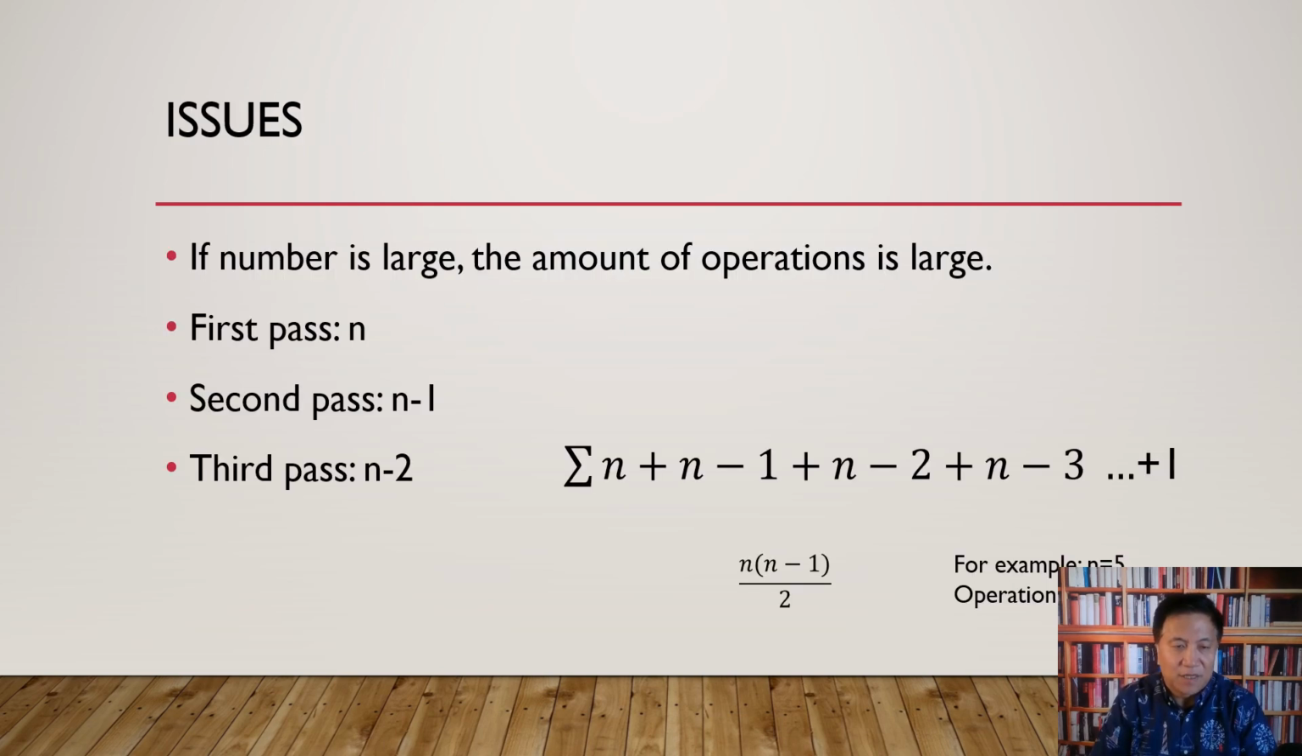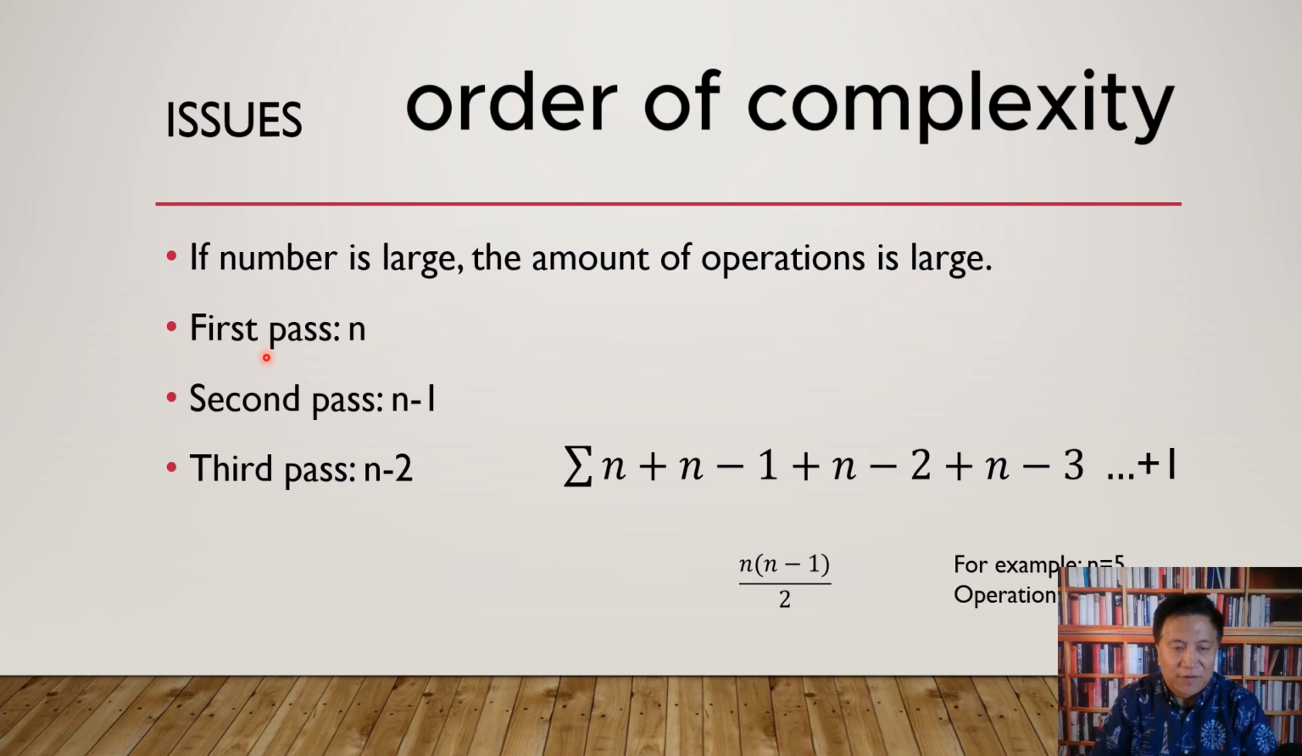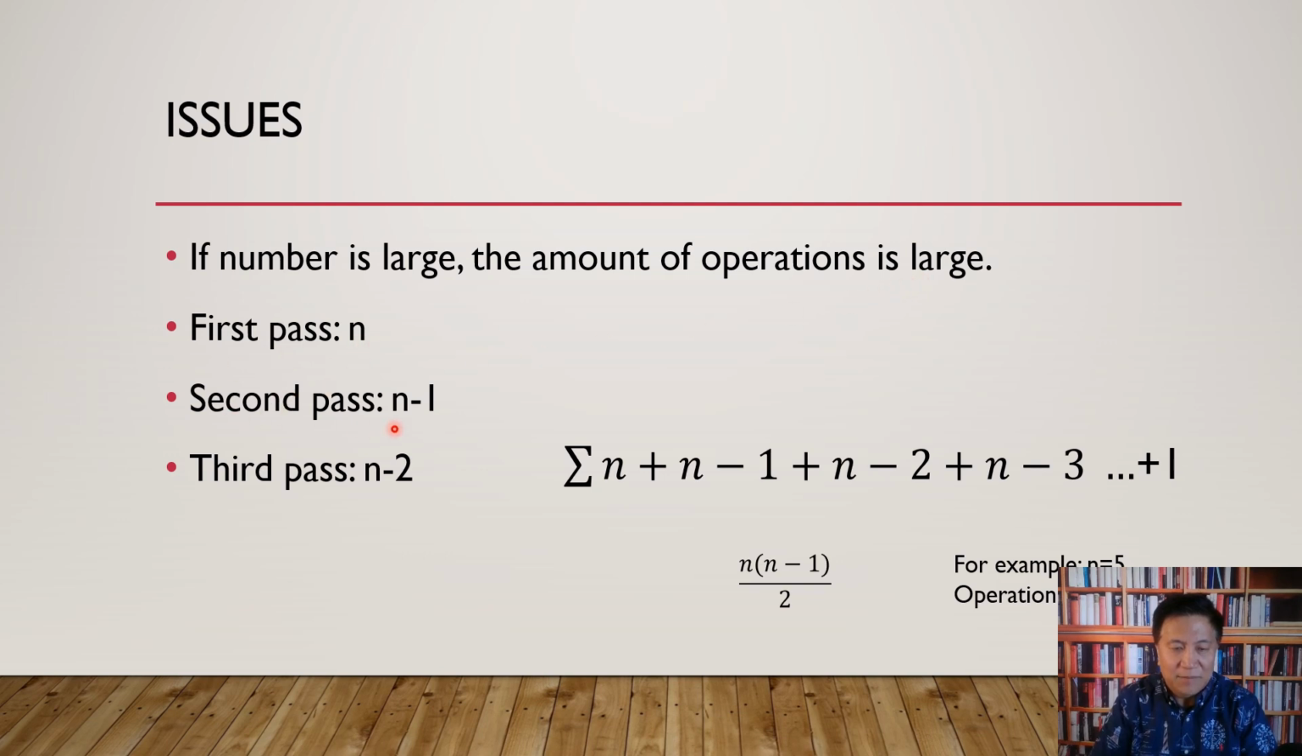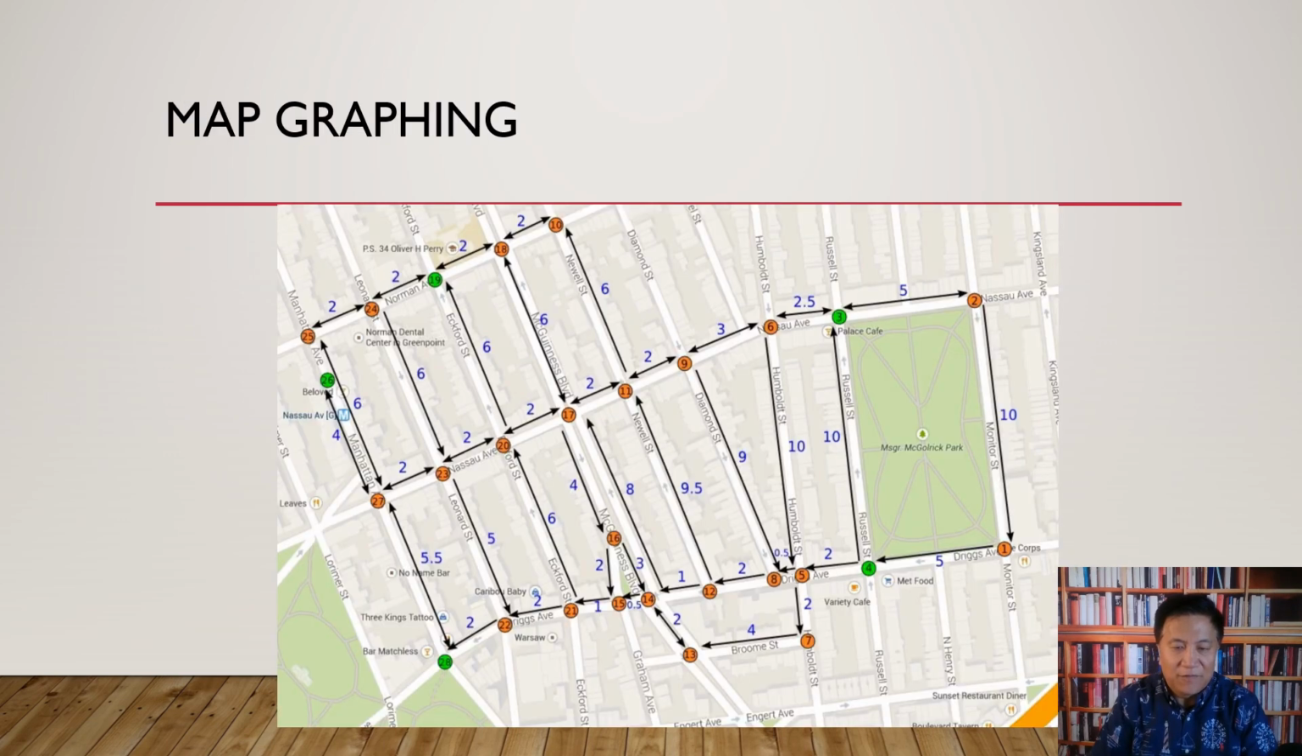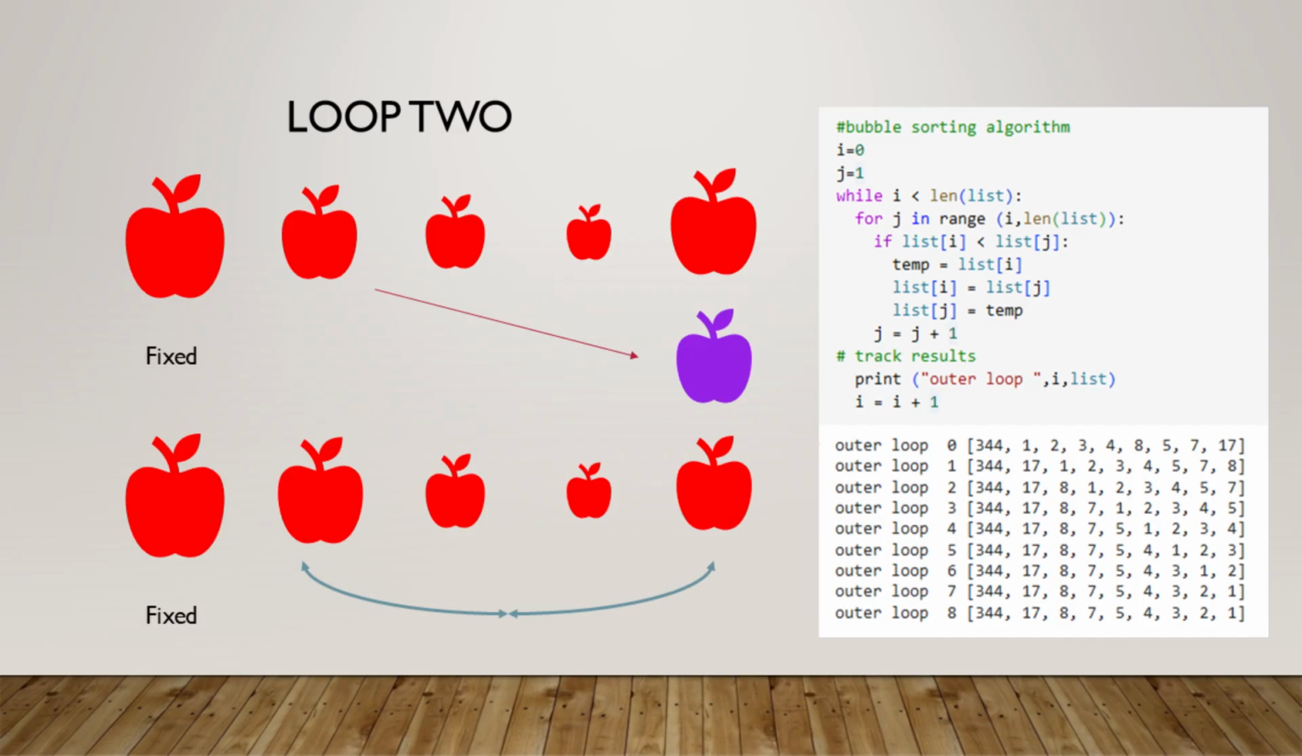There are some issues. If the number of apples is large, then the amount of operations can be humongous. The first pass, we compare n, second pass, n minus 1, third pass, n minus 2. So the total number of operations is n times n minus 1 divided by 2. For example, if n is 5, then the total number of operations is 10. This can be quite daunting if you have many routes, combination possibilities to compare.